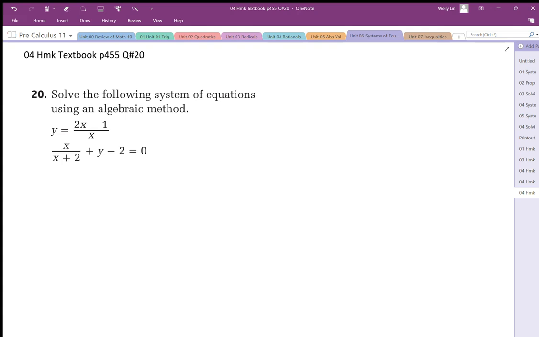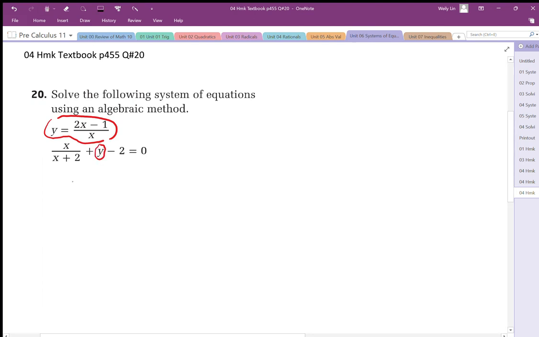Question 20 on page 455 says solve the following system of equations using an algebraic method. So it's either going to be by subtraction or by substitution. The way it's set up here, we have this y value. The y value is equal to 2x minus 1 all over x. And what we can do is replace this y with that x expression.